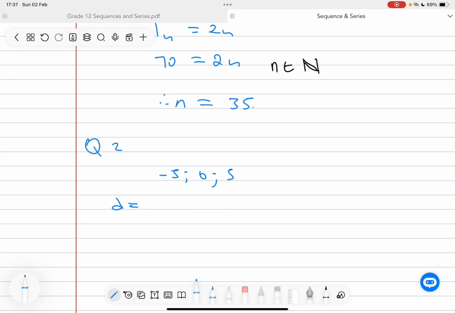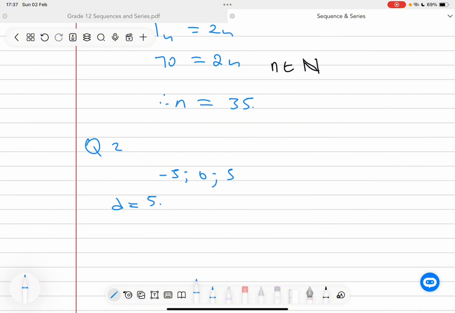Now, to get that common difference, we would say 0 minus -5. Remember, I'm saying term 2 minus term 1. So it's 0 minus the -5. Here I'm going to get a positive, so that I'm left with a 5. That means my common difference is a 5.